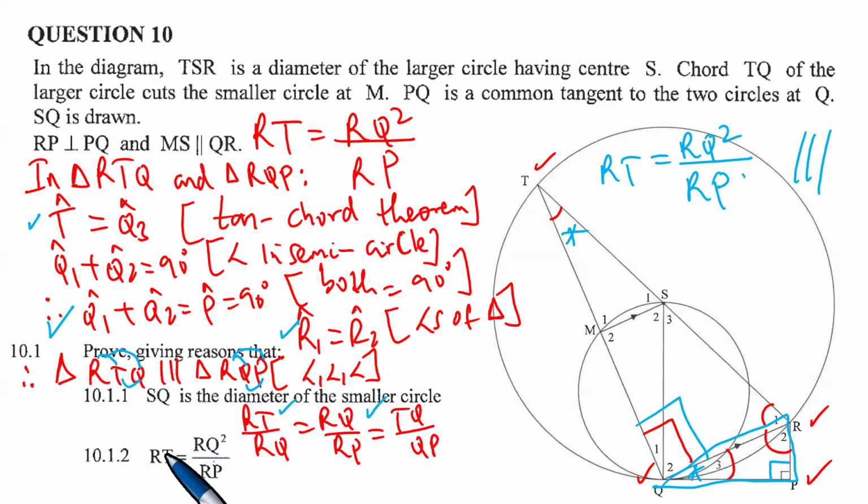And if they're in the right order, then we can take the right proportions and say RT over the first two over the first two. So RT over RQ is equal to, for example, RQ over RP, which equals TQ over, for instance, QP. Now if you cross multiply, RT is RQ squared over RP.